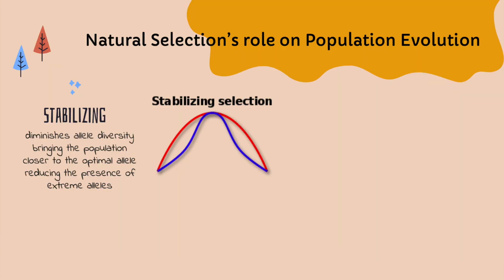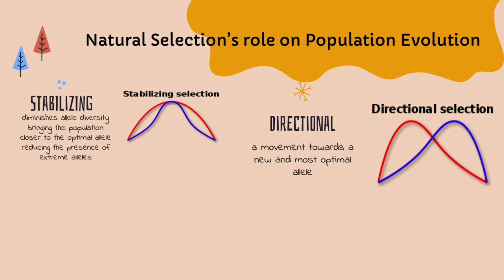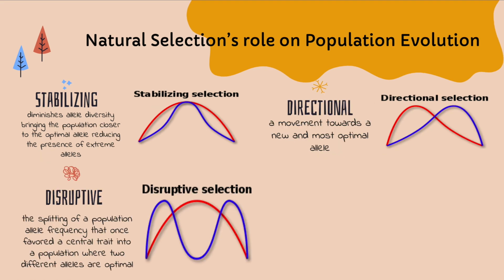On the other hand, natural selection implements intentional evolutionary measures within a population. The key 4 types of selection include stabilizing selection, which diminishes allele diversity, bringing the population closer to the optimal allele, reducing the presence of the extremity alleles. Second is directional selection, which is a movement towards a new and most optimal allele. Thirdly is disruptive selection, the splitting of a population frequency that once favored a central trait into a population where 2 different alleles are optimal.